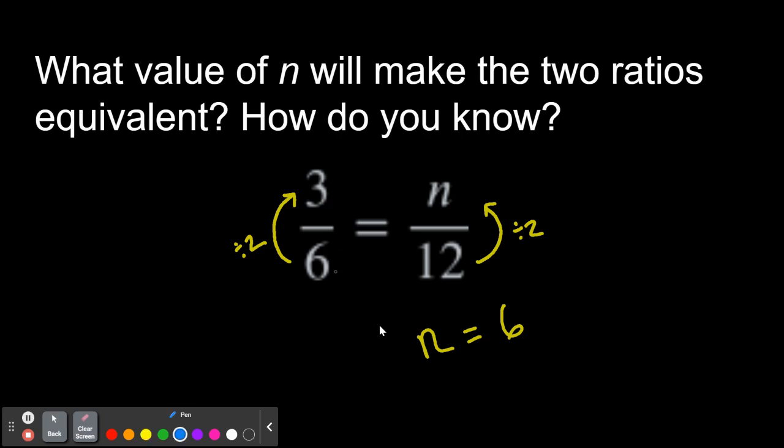Okay, another way you could think of this is, well, 6 times 2 would give me 12. So 3 times 2 would give me 6. So there's a few ways that we can look at proportional relationships like this to find the missing piece. Okay, this is one intuitive way we can do it.